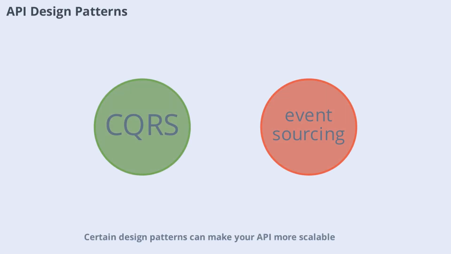Design patterns can make your API more scalable. Patterns like CQRS, command query responsibility segregation, event sourcing, and asynchronous processing help manage complexity and improve performance. Choosing the right design pattern depends on your API's requirements and expected load. Applying proven patterns can simplify scaling and future-proof your API.